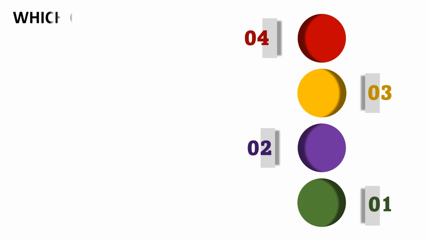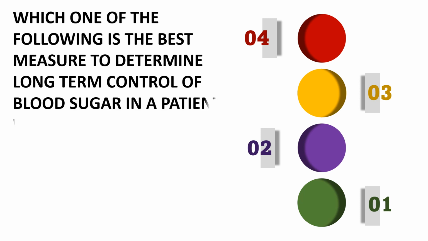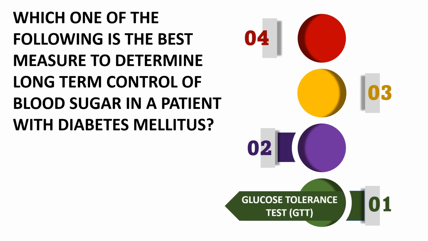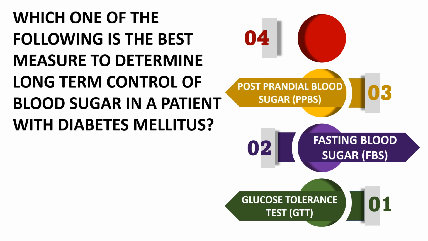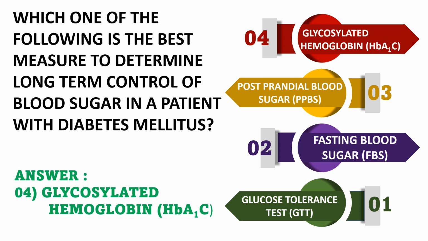Question number 10. Which one of the following is the best measure to determine long-term control of blood sugar in a patient with diabetes mellitus? And the options are: first, glucose tolerance test; option 2, fasting blood sugar; option 3, postprandial blood sugar; and option 4, glycosylated hemoglobin. And the correct answer is option 4, glycosylated hemoglobin.